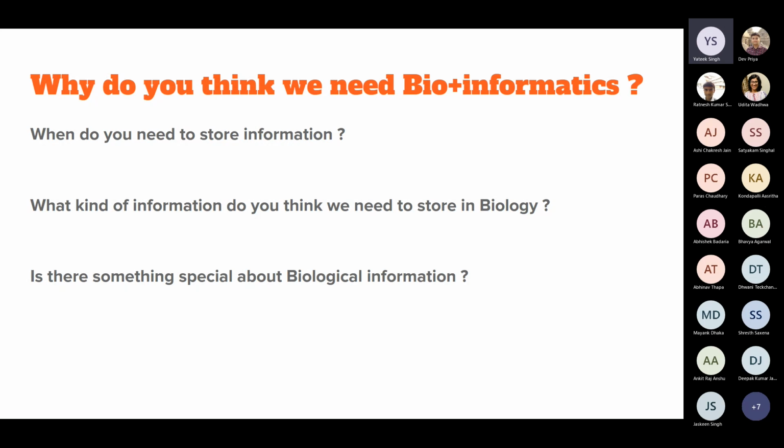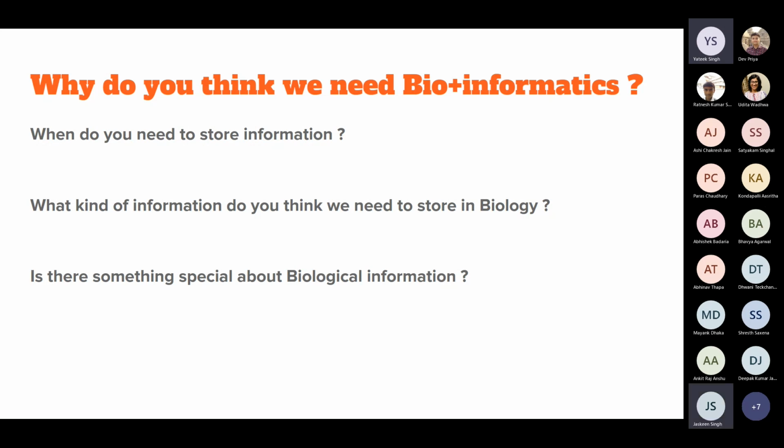Okay. Yes, sir. So when you think about bioinformatics, these are the three questions that come to my mind that you should be thinking about. Why do you think there is a need to store information? This is quite straightforward, right? Anybody wants to try this question?